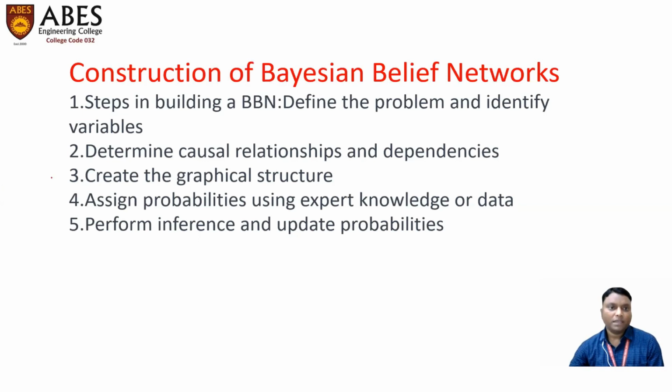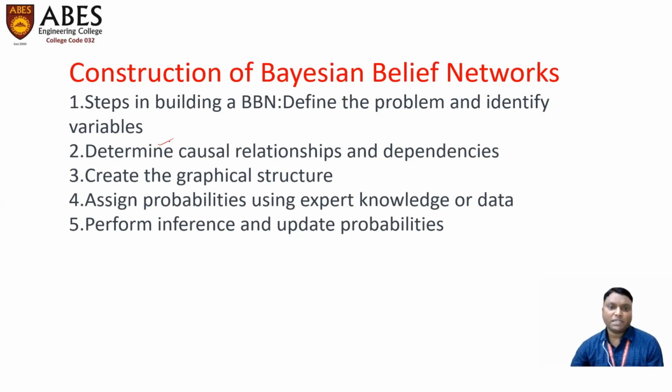Step 1. In building a Bayesian belief network, we have to define the problem and identify the variables. What are the major components which can be useful for building the Bayesian belief network? Then determine the causal relationship or conditional probabilities between the random variables. Like in the previous example, we considered A, B, C, and D. Then A, B, C, and D are the nodes, which are the random variables. We have to determine the causal relationship between them. Create the graphical structure, which I have already created in the previous diagram.